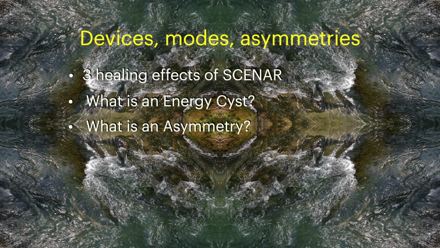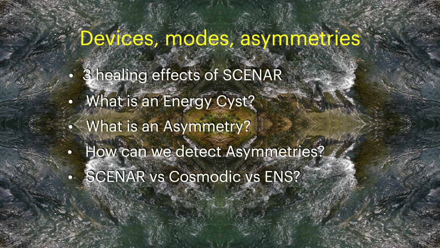And what is an asymmetry? An asymmetry is a representation of an energy cyst connected to the skin via nerve inflammation. And how do we detect asymmetries? We detect asymmetries through measurement or brushing techniques.